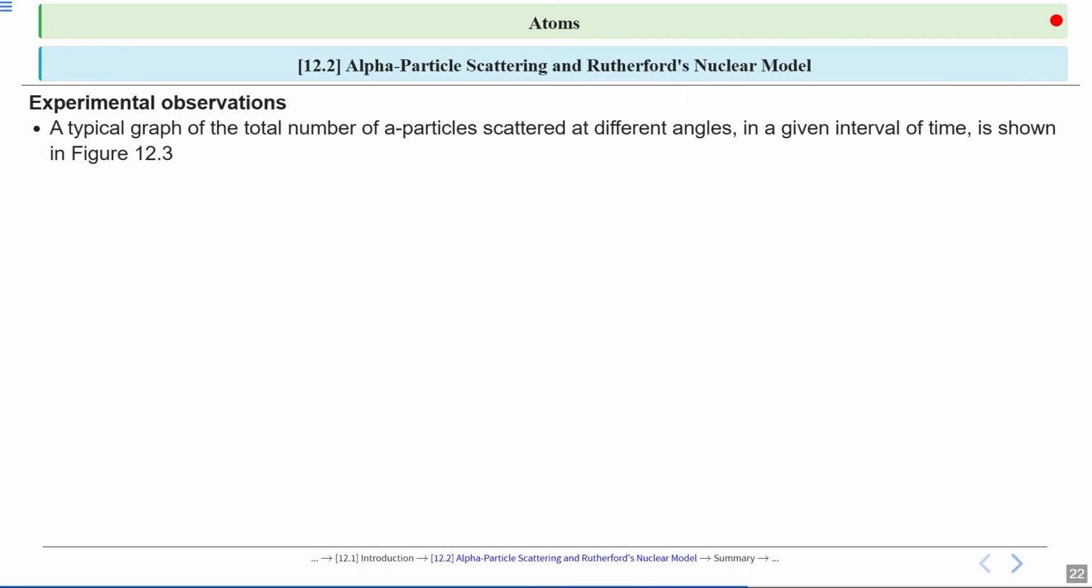Now let's look at the experimental observations. This is a statement about the data collected in these experiments. Scientists measured how many alpha particles were scattered at different angles over a certain period of time. This information was then plotted on a graph, which we will look at next.